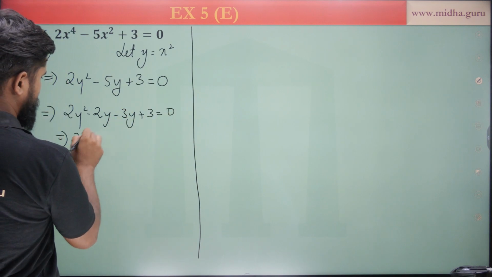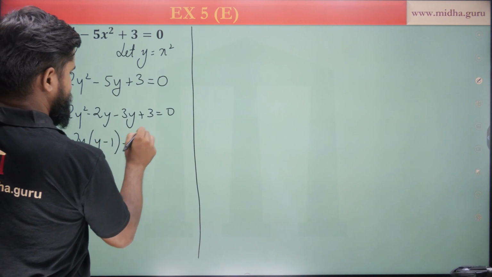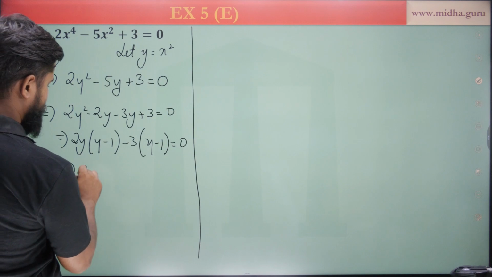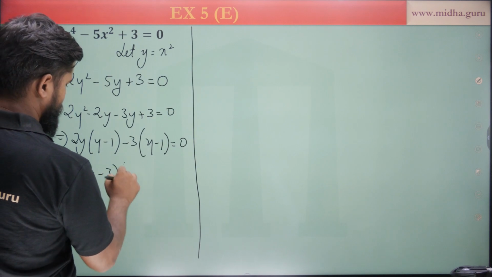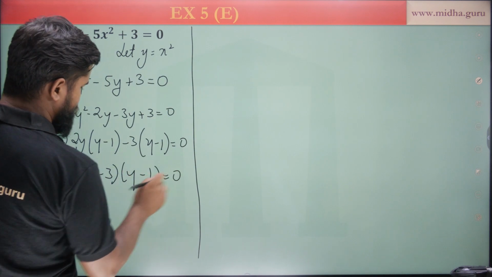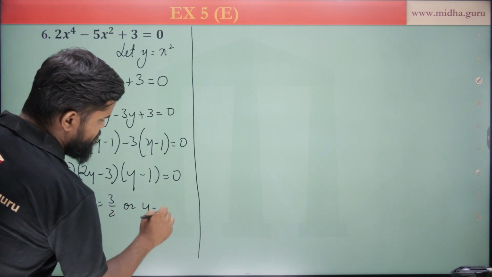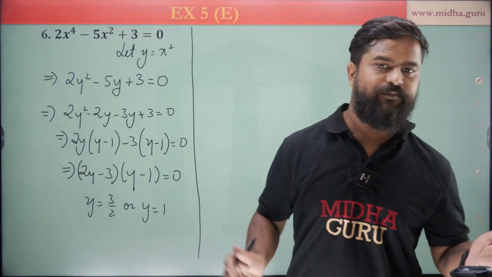From which, if we take 2y as common, we get y minus 1. And here we take 3 as common, we get y minus 1, minus 3. So now we have 2y minus 3 into y minus 1 is equal to 0. Which means y is either equal to 3 by 2 or y is equal to 1. And we say, hooray, the problem is over.